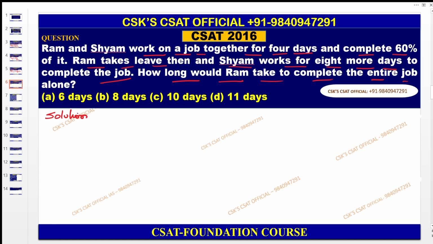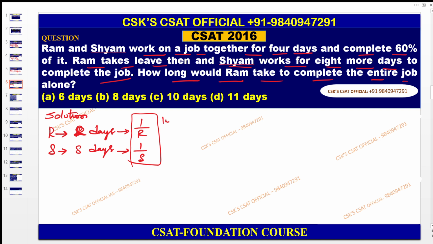Simple. First, calculate. Suppose Ram takes R days to complete and Shyam takes S days to complete the job. So Ram's 1 day work is 1 by R, and Shyam's 1 day work is 1 by S. This is 1 by R plus 1 by S, their 1 day work. Now they are working for, you know the concept, work is equal to what? Time into efficiency.